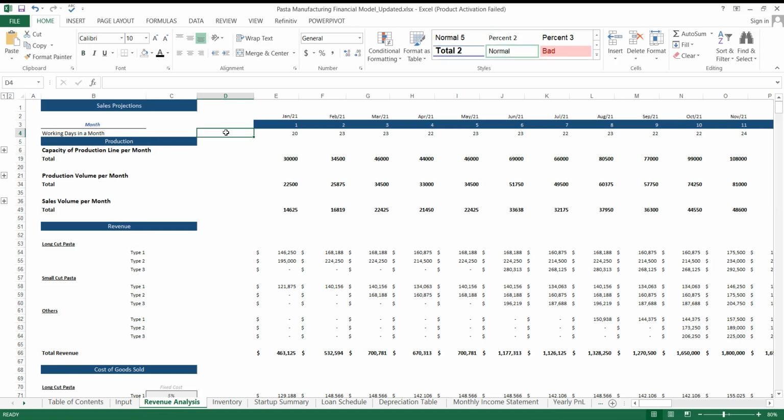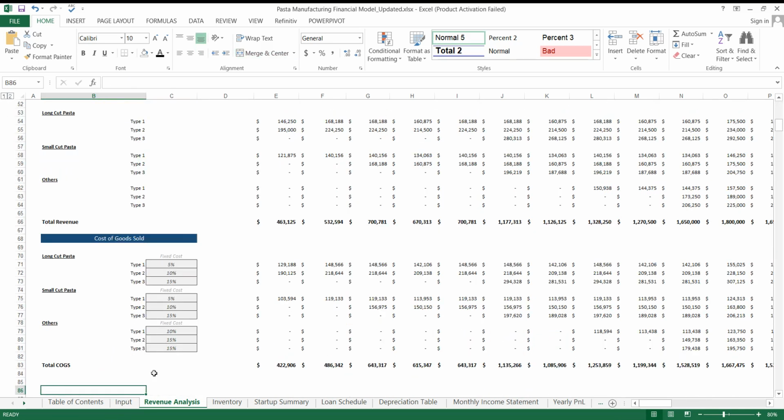The revenue analysis has been divided into three parts. One is the production, which consists of the capacity constraints of the business. The other is the revenue, which consists of different revenue streams based on different types of products. And the last one is the cost of goods sold. And this sheet is used to calculate revenue and cost for each month.